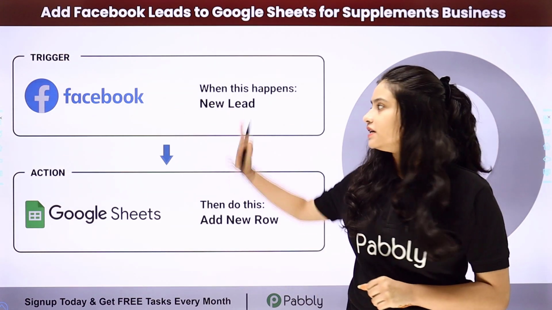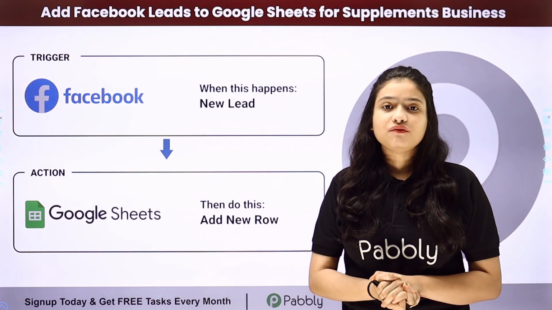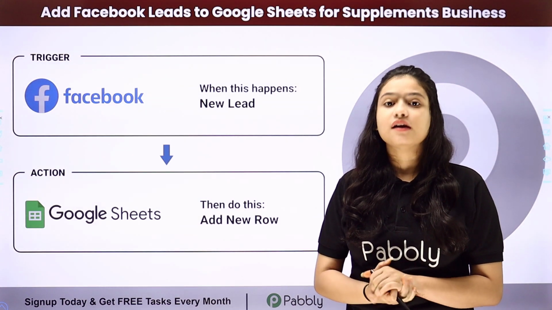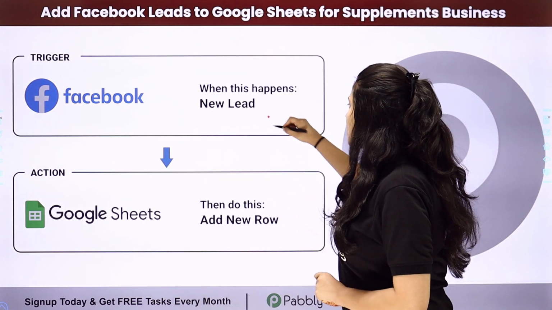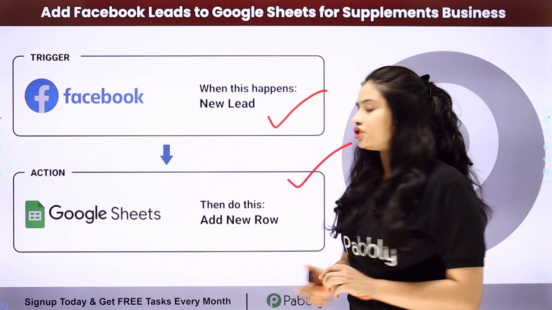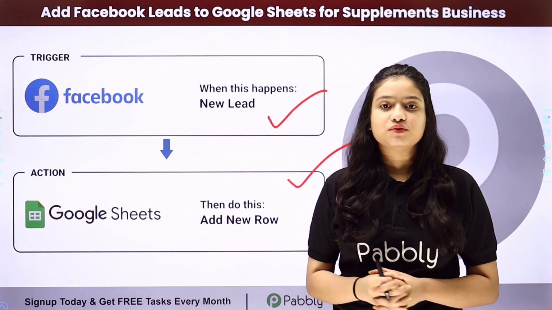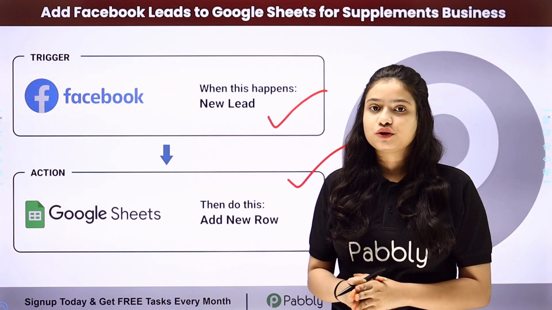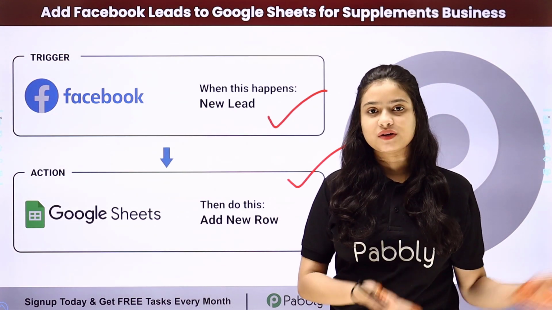For that, we will have to integrate both these applications, and we are going to do that with the help of an amazing automation and integration software, Pabbly Connect. So what we are going to do is, we have Facebook lead ads in our trigger and Google Sheets in our action. We will be connecting both of them using Pabbly Connect in order to automate this entire process. And to learn this automation step by step, let me take you to my screen.